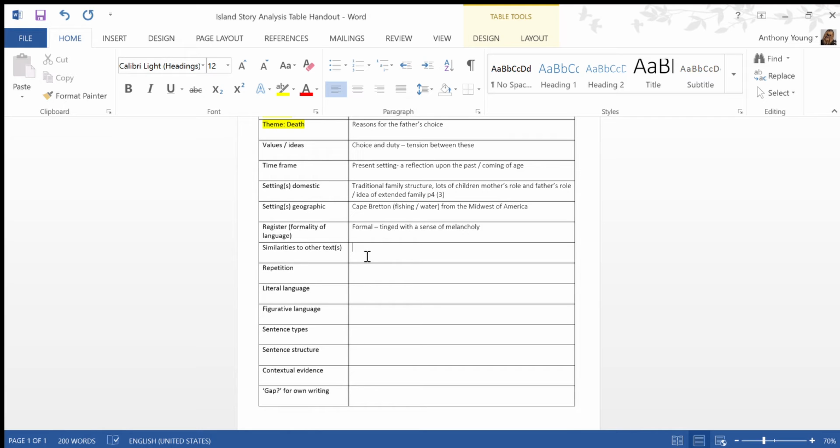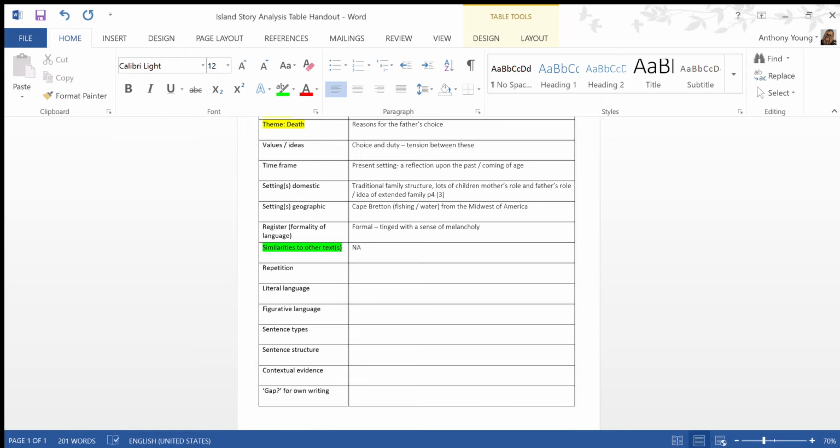Now, this one here, we actually can't do for this story because it's our first. So I'm talking about the similarities to other texts. So I'm just going to write in A, but as you do the other stories, what you're doing is trying to make links between them.